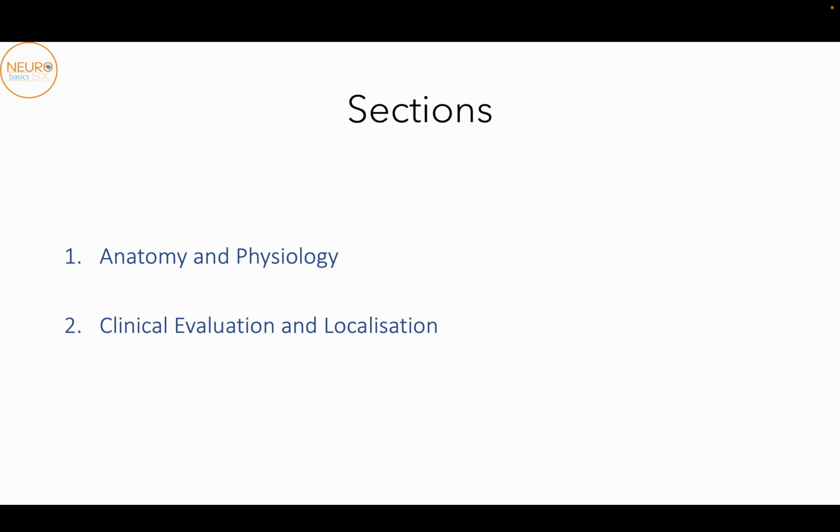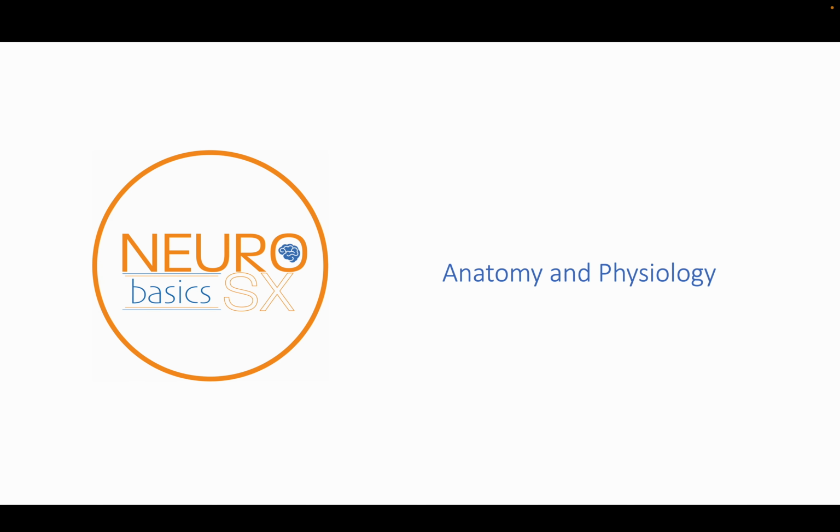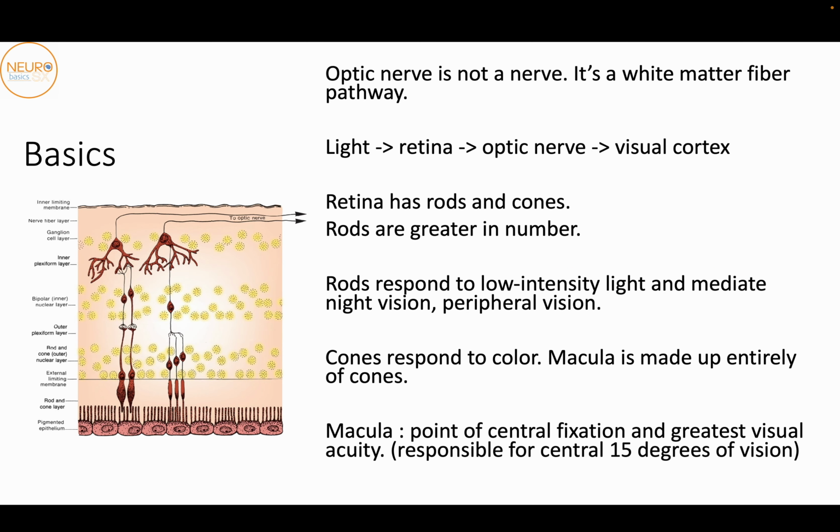So as I said, today we'll cover this under two sections. First is anatomy and physiology. I think we're all pretty familiar with the basic anatomy of the optic nerve. Just a small revision. A very important factor to remember is that the optic nerve is actually not a nerve. It is a white matter fiber pathway running from the retina to the central nervous system. Basically, it carries information from the retina to the visual cortex. Light hits the retina, travels through the optic nerve and the optic pathway to the visual cortex.